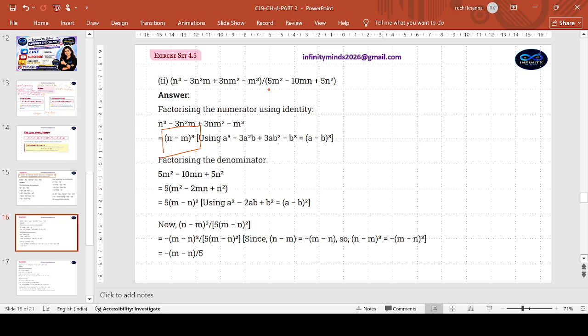Denominator. What should strike you? Step 1, taking common. Step 2, this is nothing but your (a minus b) whole square. Now try to see. Numerator is (n minus m) whole cube. Denominator is 5 bracket (m minus n) whole square. (m minus n) whole square, right? That's what it shows.